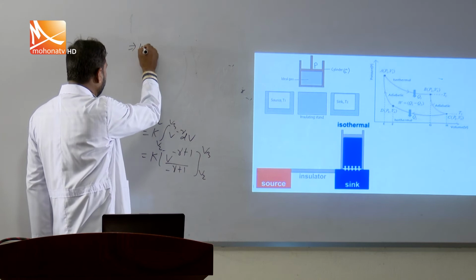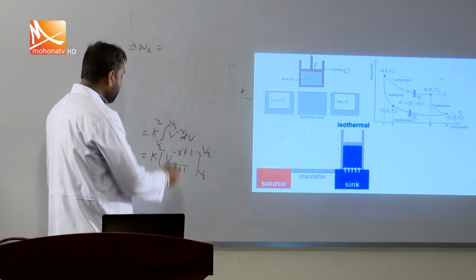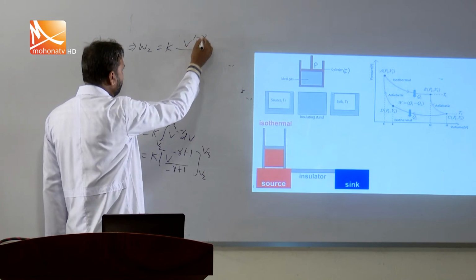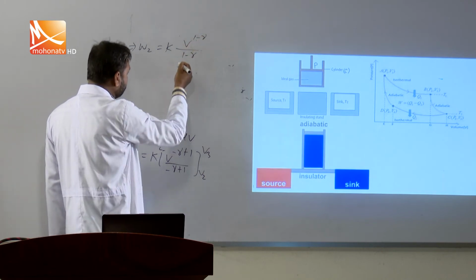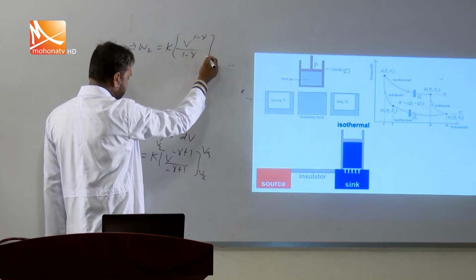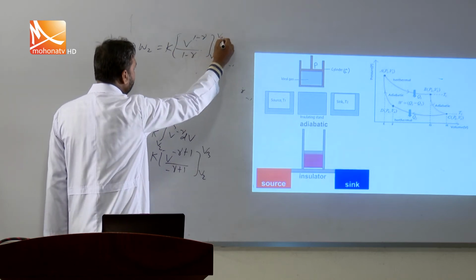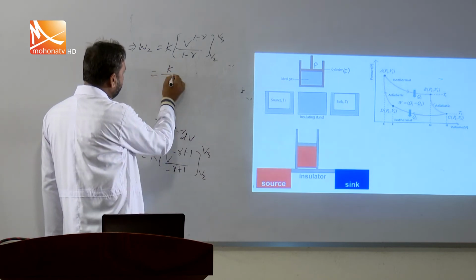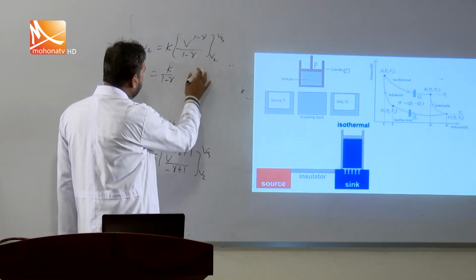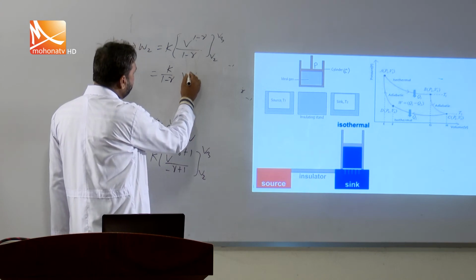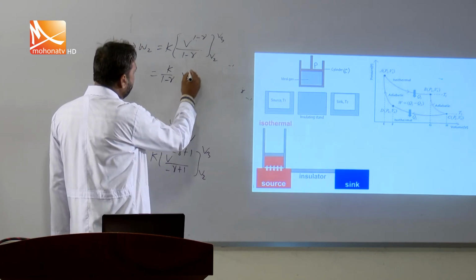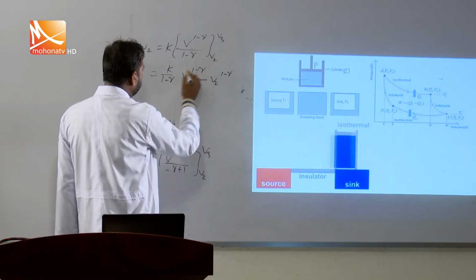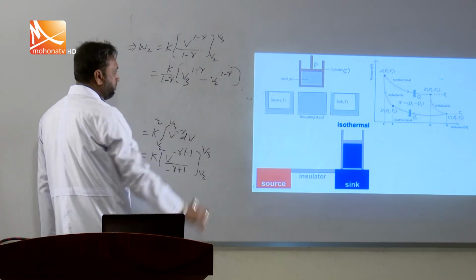Or W2 equals K B to the power 1 minus gamma divided by 1 minus gamma, both sides in third bracket, V2 to V3, equals K divided by 1 minus gamma, V3 to the power 1 minus gamma minus V2 to the power 1 minus gamma, both sides in third bracket.